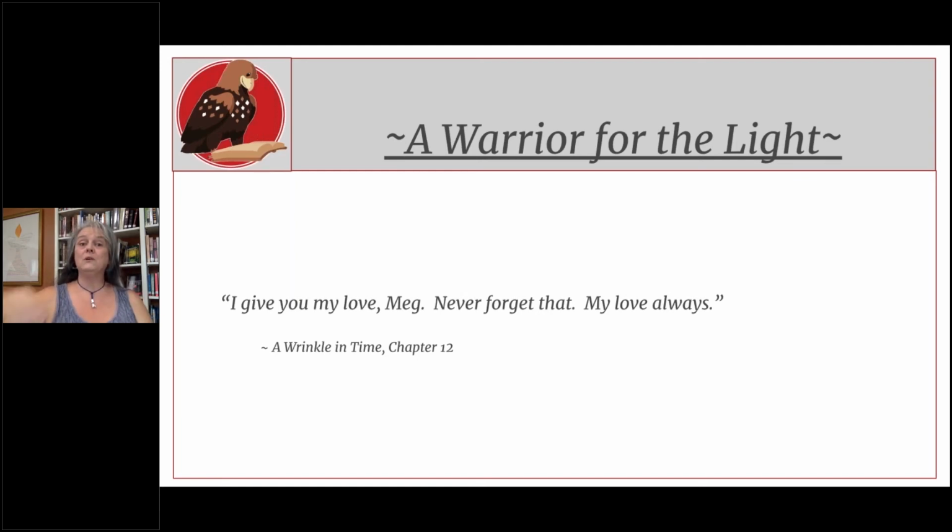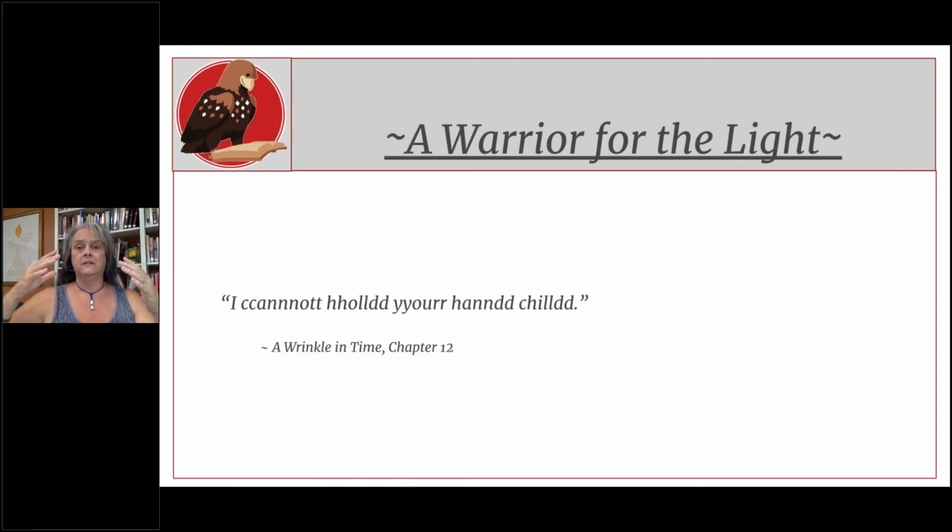Mrs. Who gives her a quote about how sometimes the little tiny people are the ones who can make a big difference. Like hobbits. Were you here for Hobbit Camp? I give you my love, Meg. Never forget that. Okay. Mrs. Witch says, I cannot hold your hand, child. If you've been tracking hand holding, there it is. Meg is standing alone.